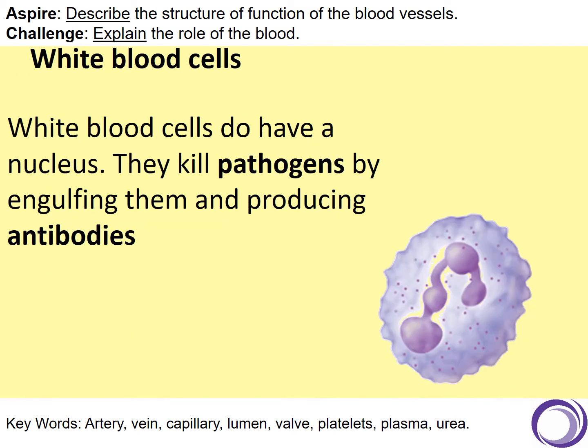White blood cells, at this point in time, you only need to know that they kill pathogens, so they kill diseases. They can do this a couple of ways, by engulfing them or by producing antibodies. If you know at this point in time that they fight diseases, then that's perfect.